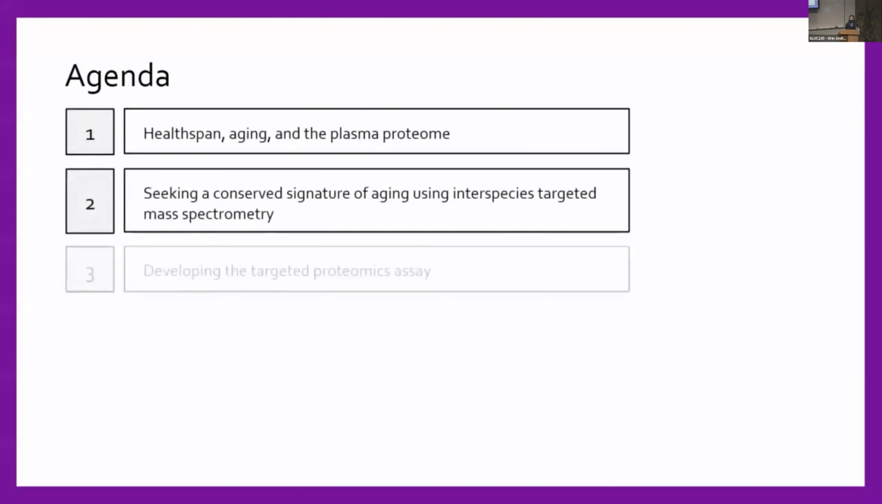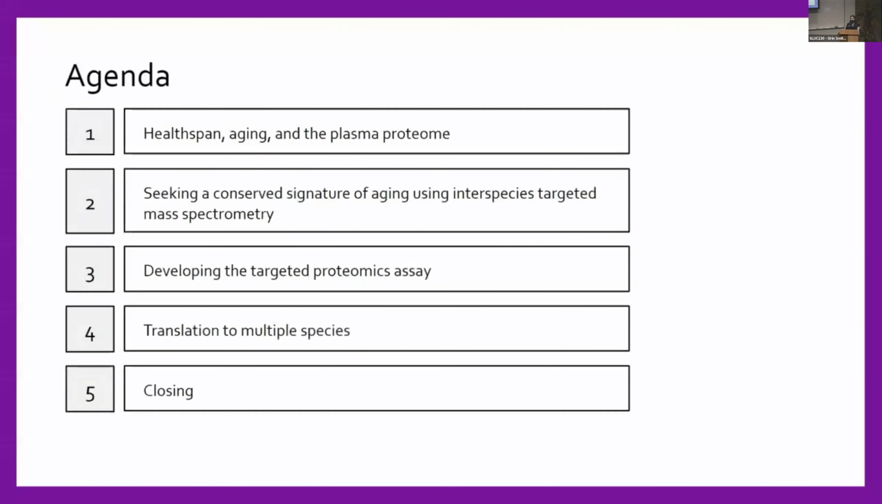So just a quick agenda. I won't spend too much time on the background because, as we've already seen, there's been a lot of great information on the concept of health span, but I'm going to talk a little bit about that and how it relates to the plasma proteome. My goal of seeking a conserved signature of aging using interspecies targeted mass spectrometry, how we will develop this targeted proteomics assay, how it will be translated to multiple species, and a quick closing.